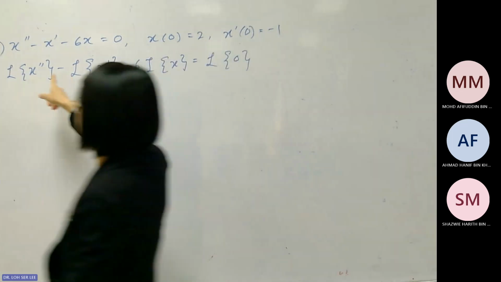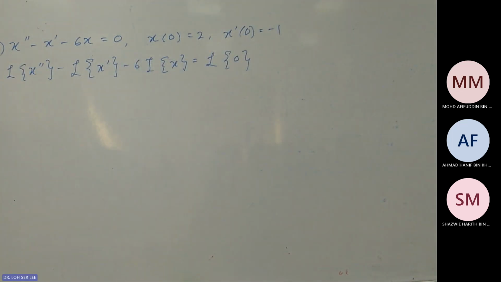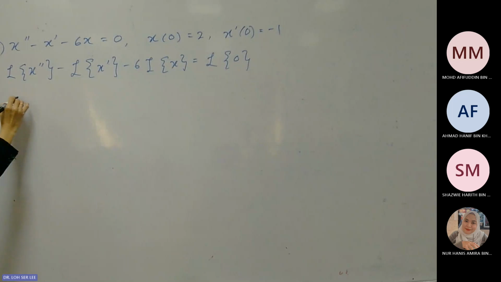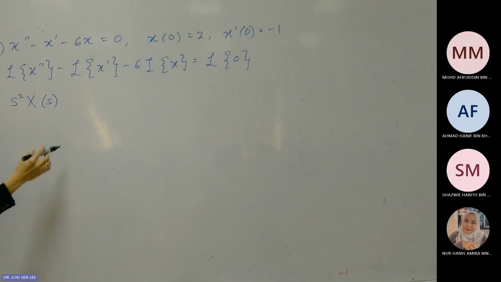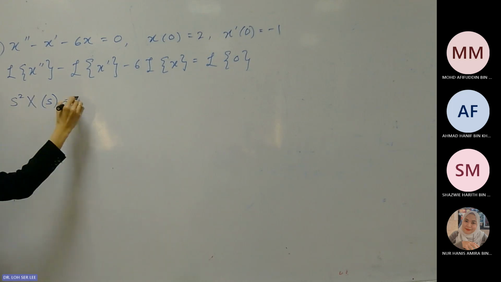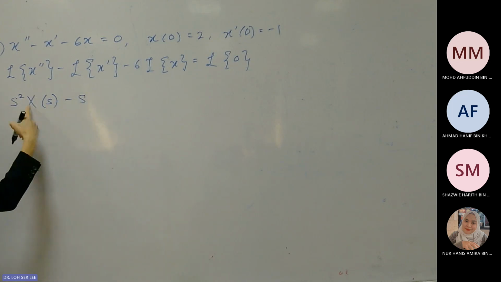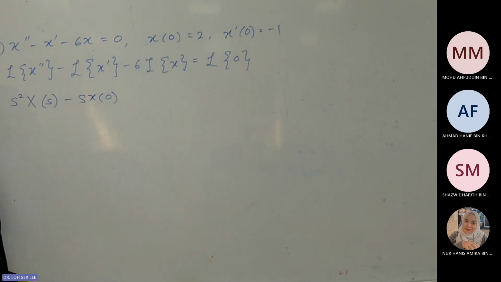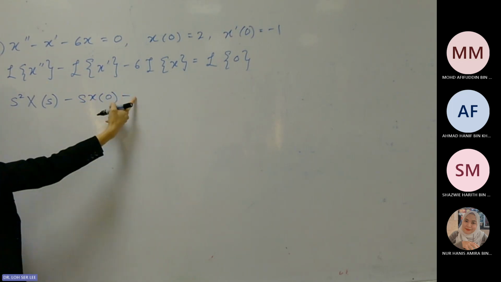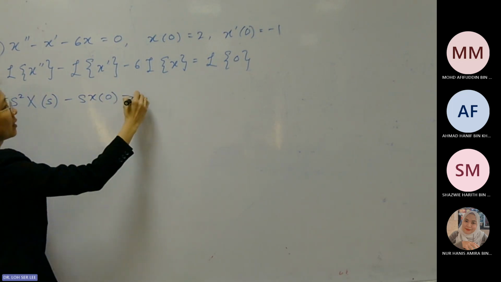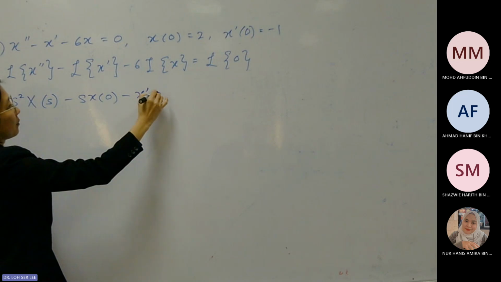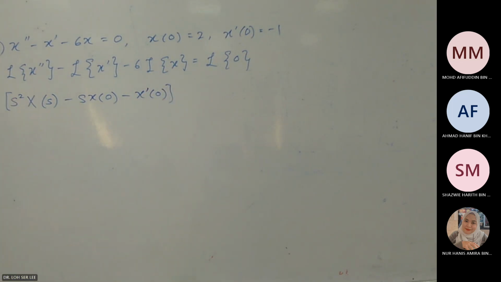Okay, x double prime. Double prime, n is 2. So you will have s squared, X capital in s, followed by this one next will be s, and this one next will be lowercase x in 0. And next, no more s, because s to the power 0, which is 1. And x will be x prime. Okay, x prime is 0. So this is for Laplace of x double prime.